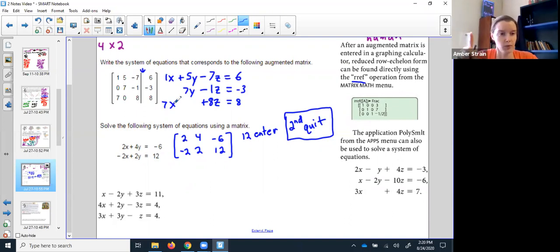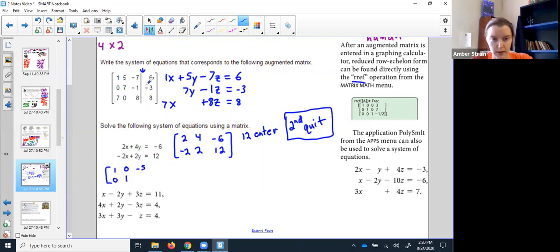So first time we put the matrix in, we did edit. Second time we selected RREF. And then third time we told it to RREF our matrix. 3 stages. So it told us our answer in weird calculator speak, matrices form.